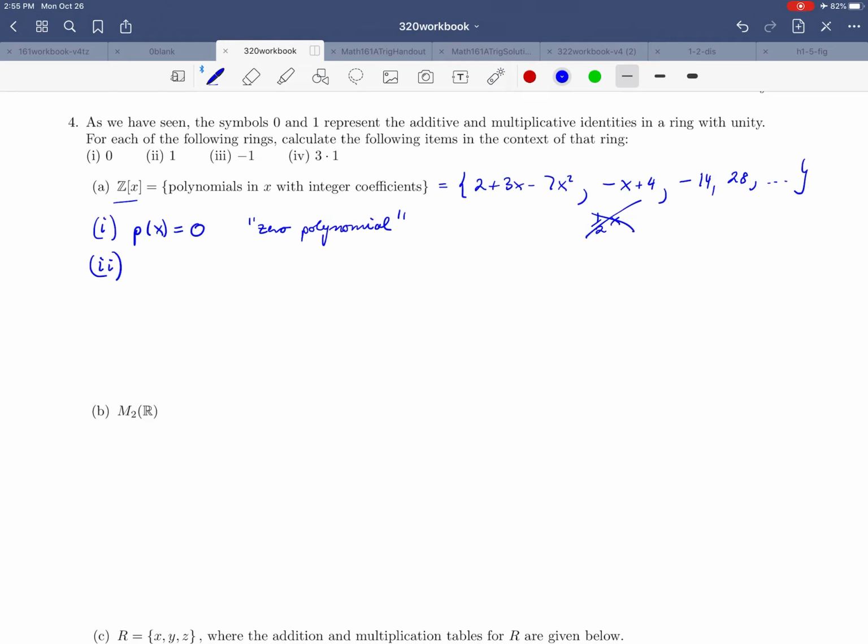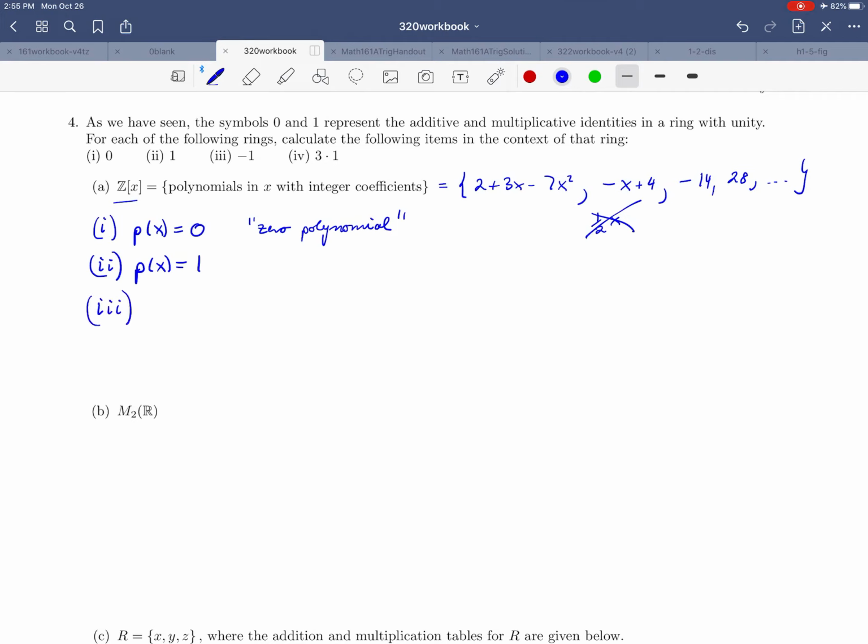What about unity? What does unity look like? That is our multiplicative identity. So it's an element in our ring, it's a polynomial in our ring that we can multiply by any other polynomial and just get that other polynomial back. And that is the polynomial that no matter what you stick in, you get 1 out. So that polynomial is a unity element.